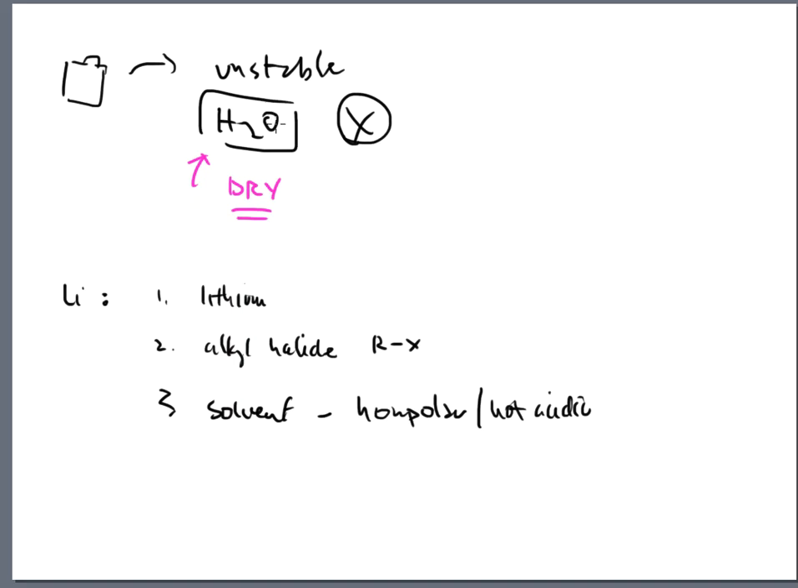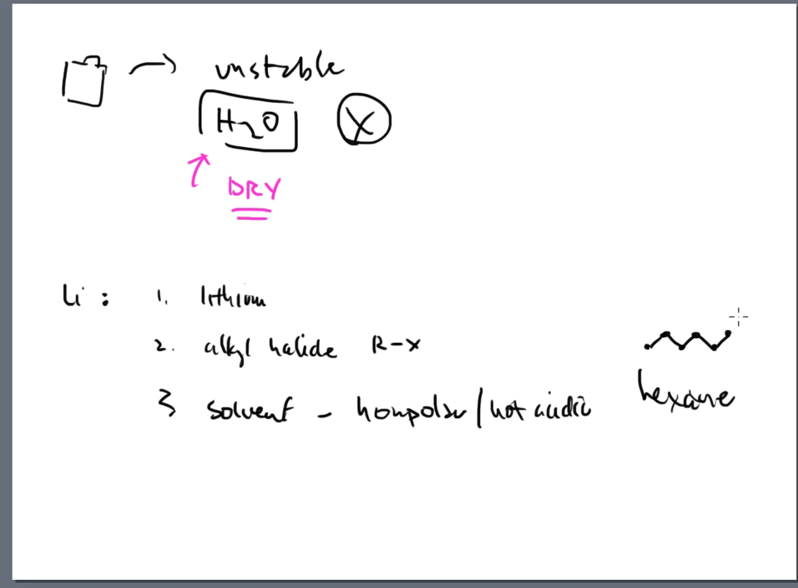And that's the problem with water. It can donate a proton. Well, the best conditions for the lithium reaction is a solvent that's hexane. Okay, and you know how to draw the structure of hexane. Hexane means 6. So 6 carbons in a row. 1, 2, 3, 4, 5, and 6.